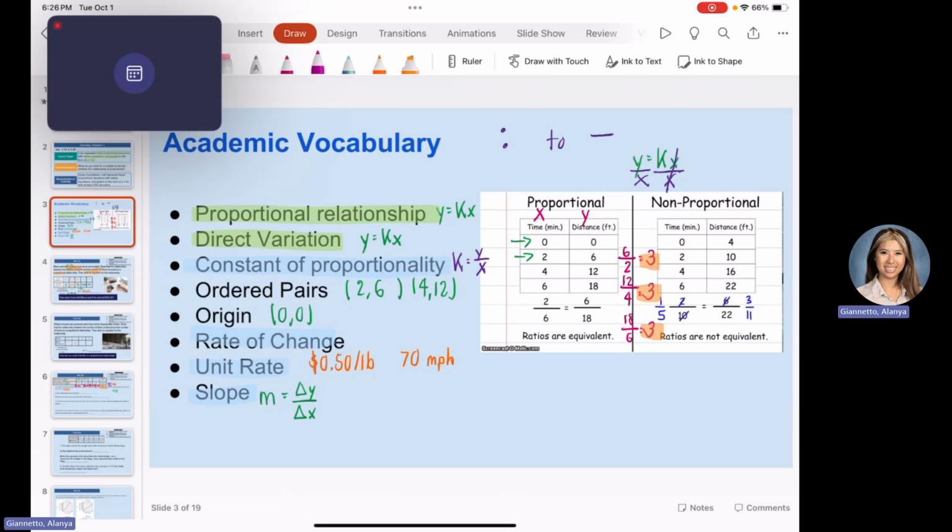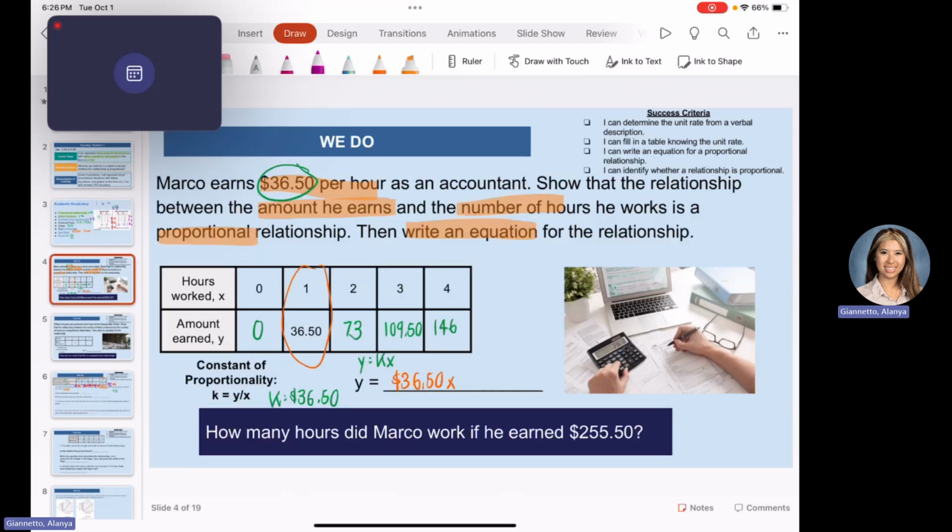But if we try to do the same thing with this non-proportional table, the first one we have 4 over 0, which is 0. Second one we have 10 over 2, which is 5. And then we have 16 over 4, which is 4. So over here you can see that there is not that constant of proportionality. But remember, the constant of proportionality is the same thing as the slope. We just have to use a different equation. So again, I'll introduce that later on once we get to it.